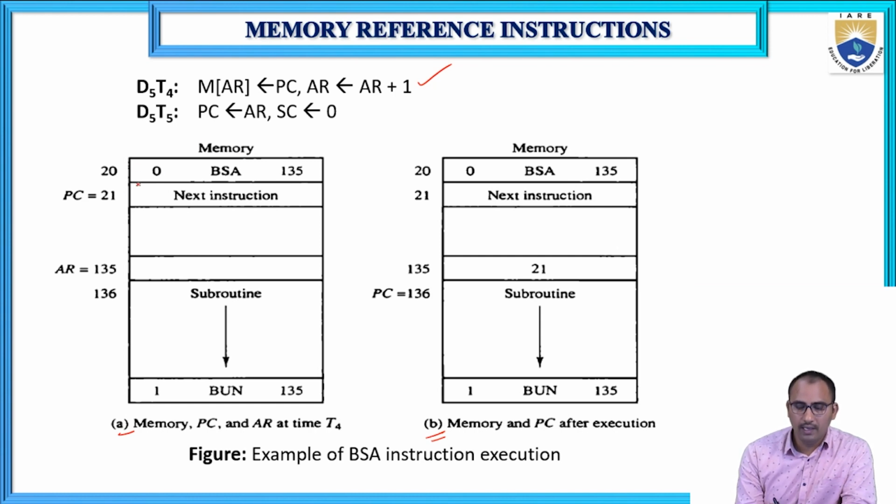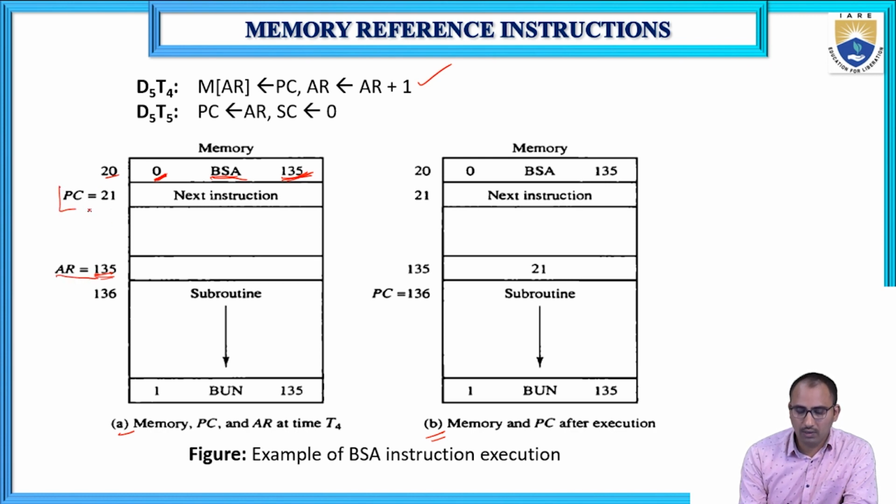Okay, so in the memory we have an address 20. In that address we have the instruction BSA. The 15th bit I is equal to 0, the opcode is BSA, and the address is 135. I equal to 0 means it is a direct address, so the address of the operand is given directly as 135.